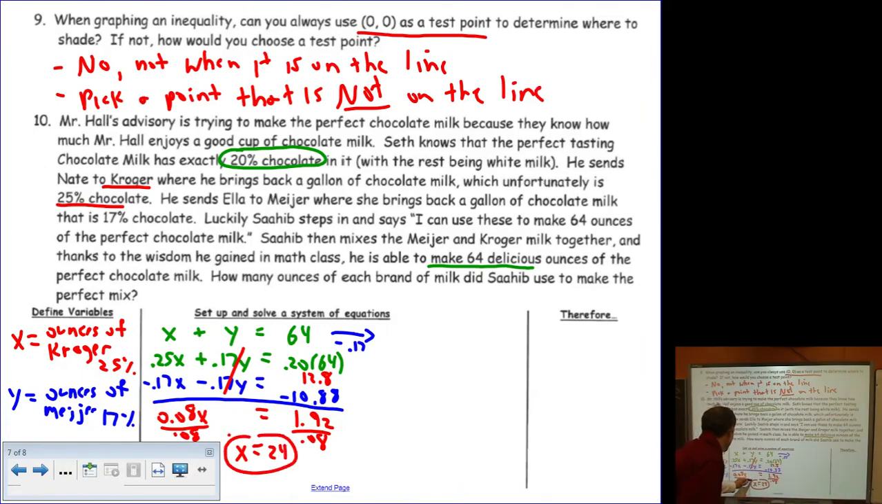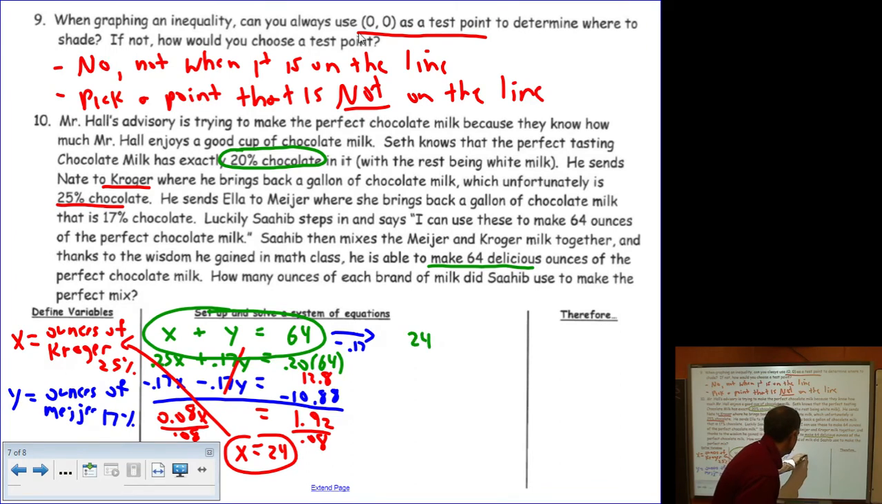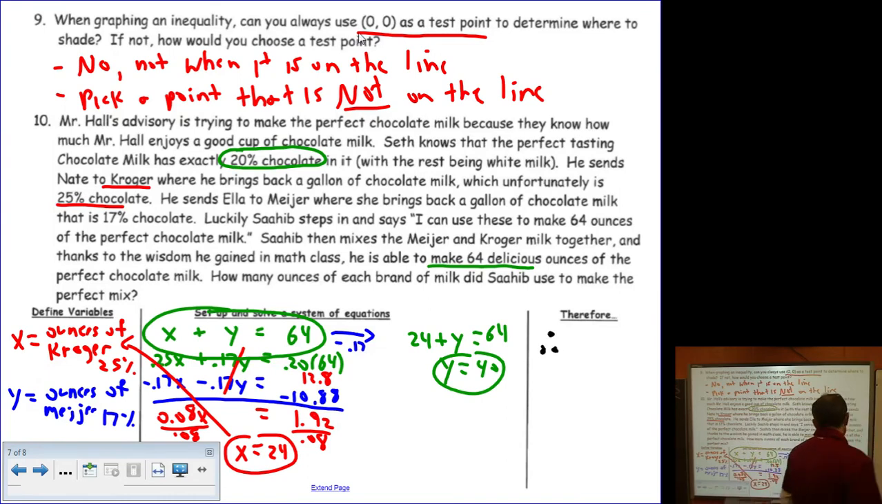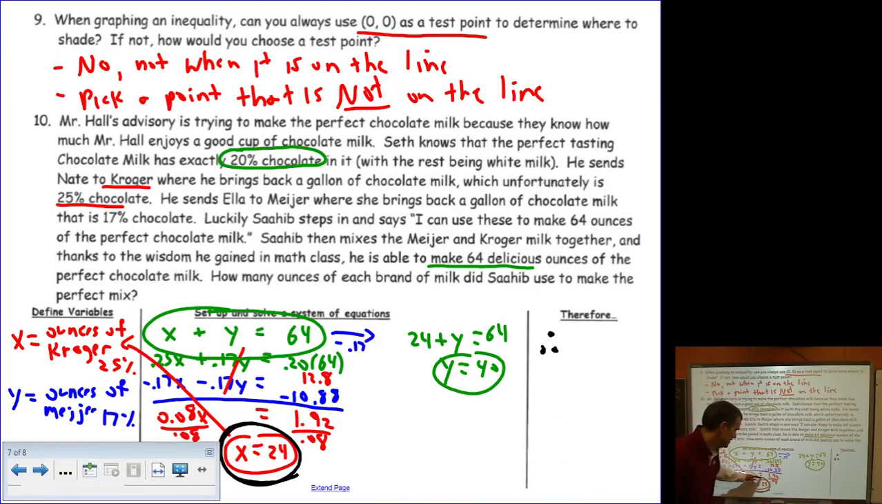So that tells me 24 ounces of the Kroger milk. And if I plug that back into the first equation, you could practically do that one mentally. 24 plus y needs to equal 64, and so y would equal 40. And so now I can go ahead and write my therefore statement, and you probably don't need me to write it. Therefore, you would use 24 ounces of Kroger milk and 40 ounces of the Meijer milk.